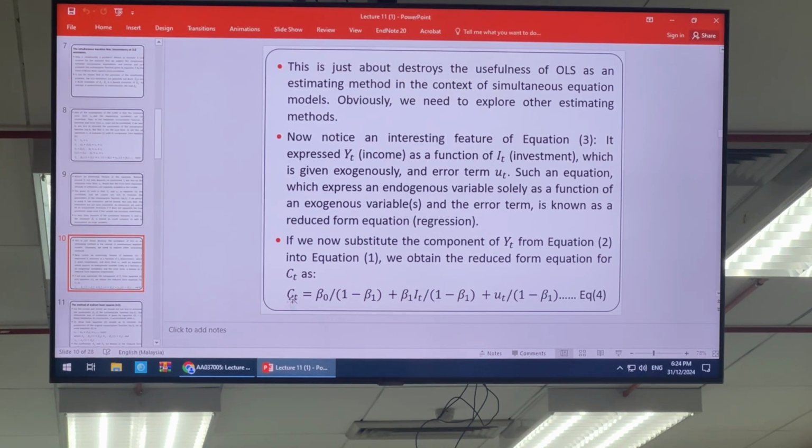So it is our dependent variable, our endogenous variable CT, and then at the right hand side of the equation we only have IT, which is exogenous. Sorry, this one is exogenous. Okay.